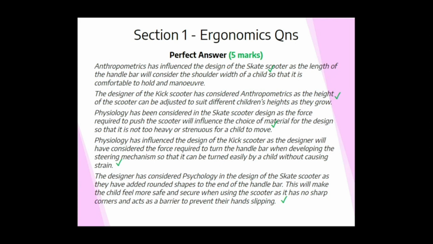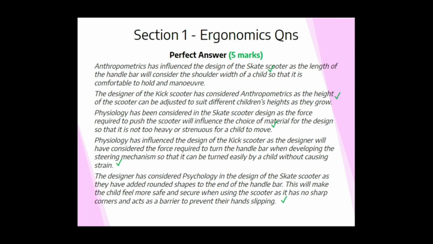There are 2 separate points about anthropometrics for each scooter. So the first one is anthropometrics for the skate scooter. The second is anthropometrics for the kick scooter. Then there are 2 points for physiology. First one for physiology in the skate scooter, second for physiology in the kick scooter, and the 5th point at the bottom to get the 5th mark is considering psychology for the skate scooter in this example, but there are psychological aspects that you can talk about for the kick scooter as well.